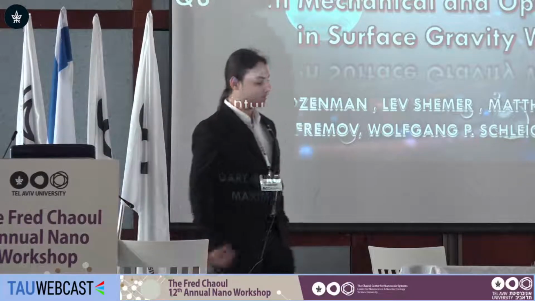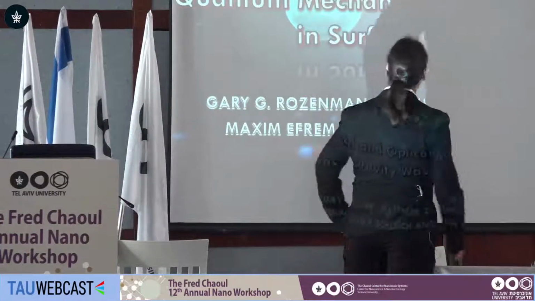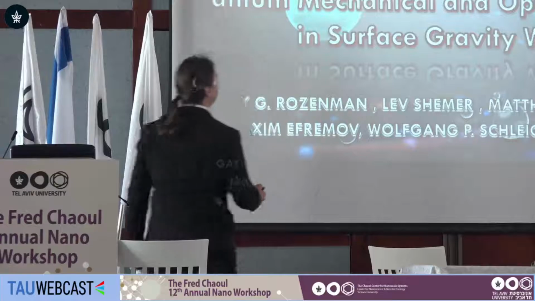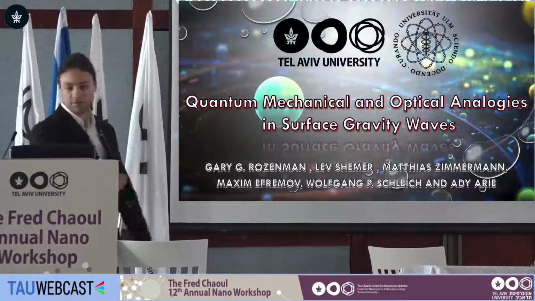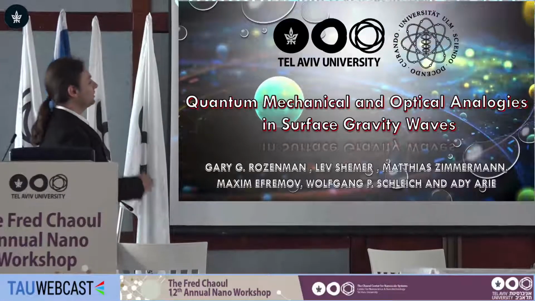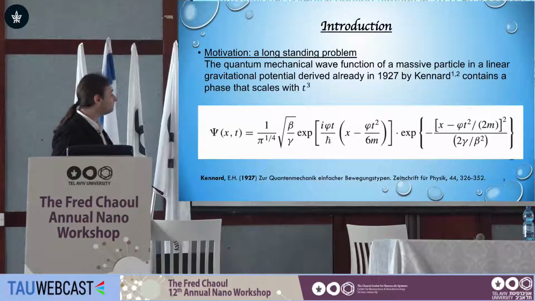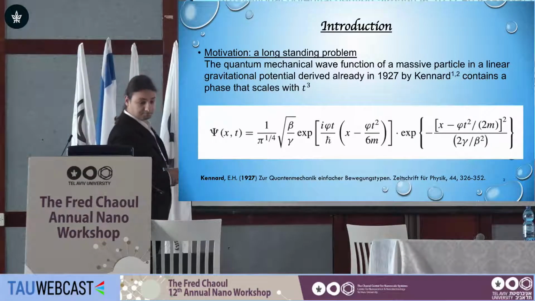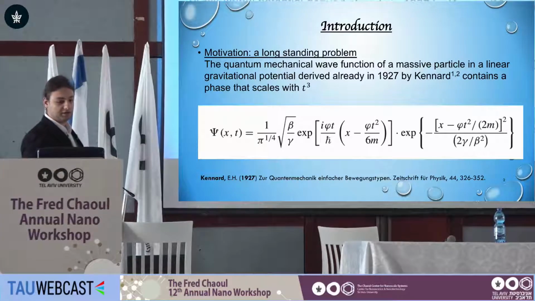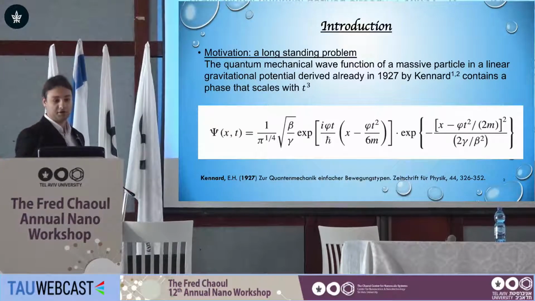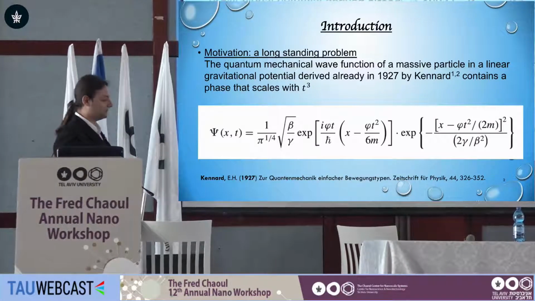So, let's start over. I'm going to talk about quantum mechanical and optical analogies in surface gravity water waves. Let's begin with some brief introduction and some motivation. In 1927, Schrödinger and Kennard began to solve the Schrödinger equation for simple cases.